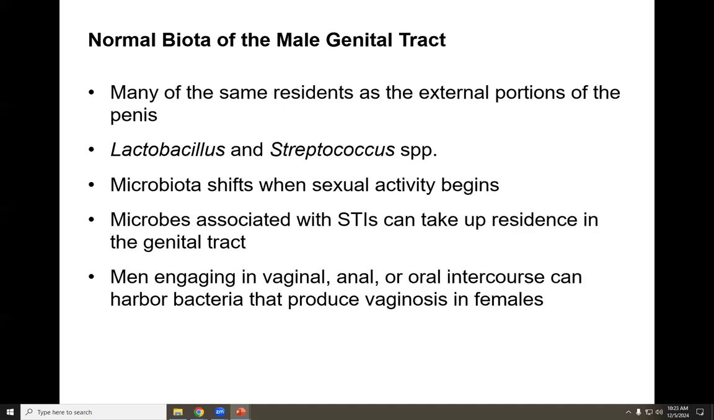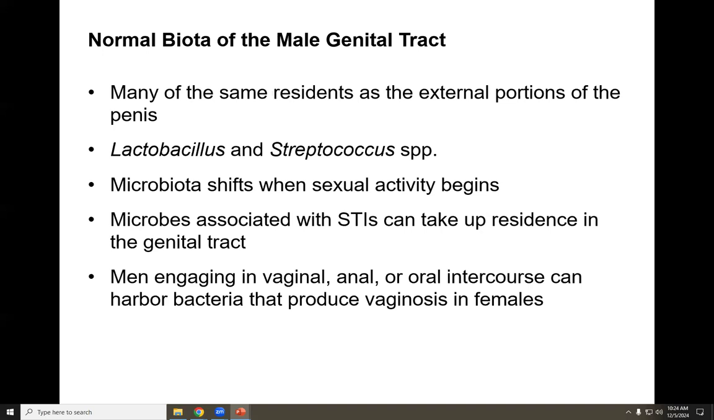We kind of talked about that, the circumcision and the short urethra. So for men, their biome tends to be pretty similar to what we see in the female biome, which is going to be lactobacillus species and streptococcus species. Again, pretty common what we see in general.